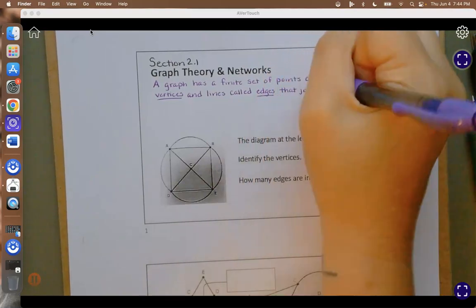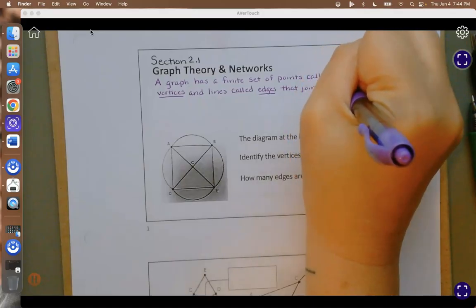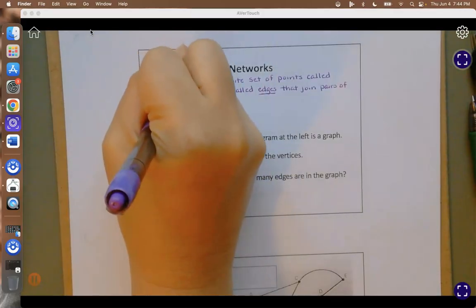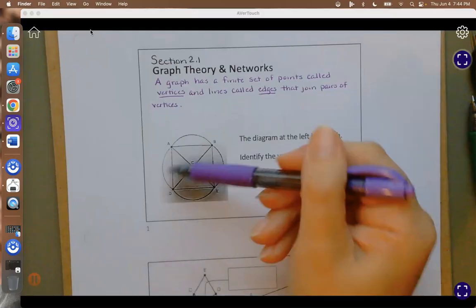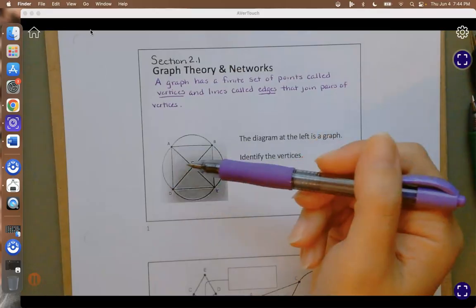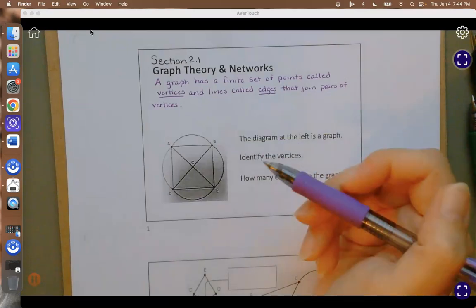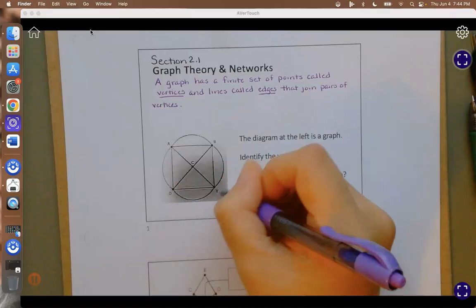Okay, so if you'll look at the diagram at the left, that's a graph. Identify the vertices. So see if you can label all the vertices. And I kind of did that already for you, didn't I? All right, so the vertices are A, B, C, D, and E. Okay, how many edges are in the graph? So pause this for a minute and count and see how many you get. Okay, I'm going to count them and see if you get what I got.